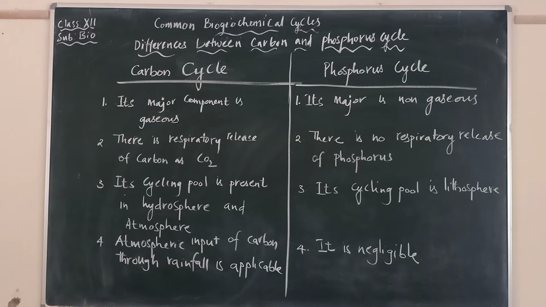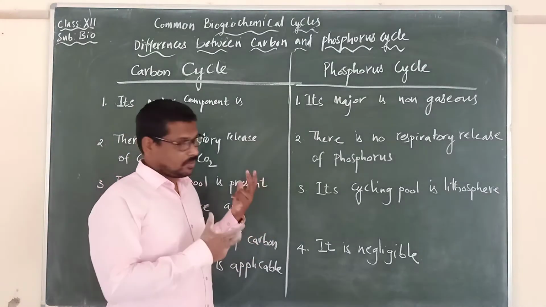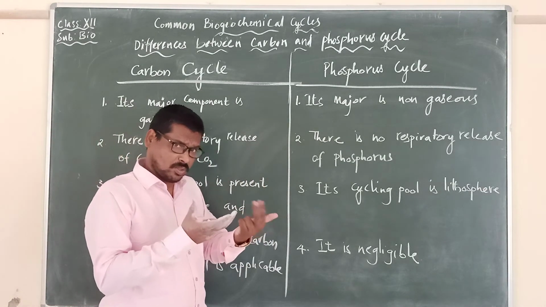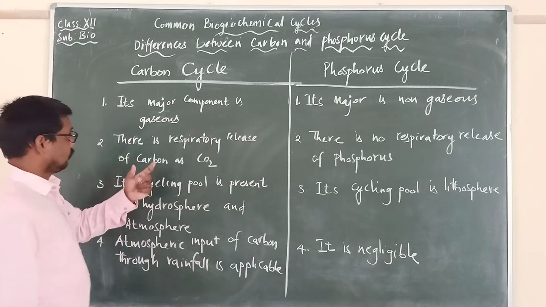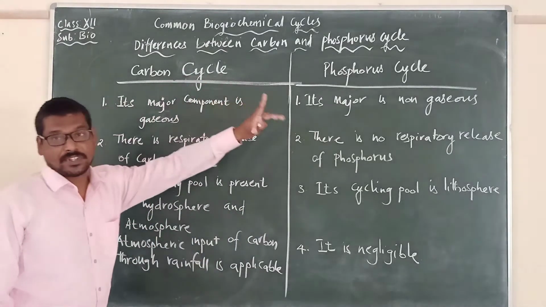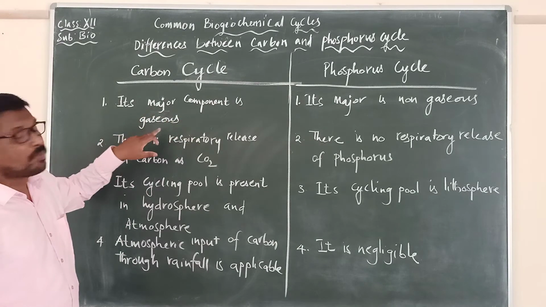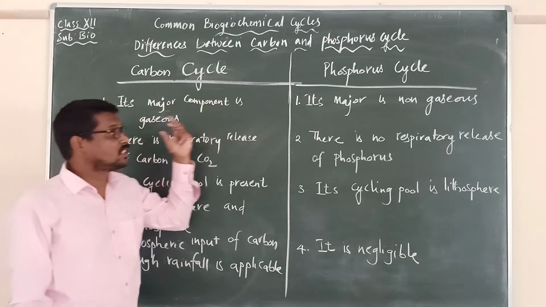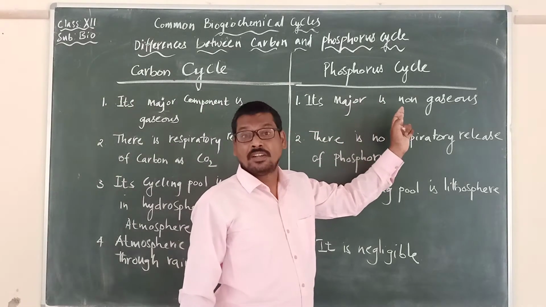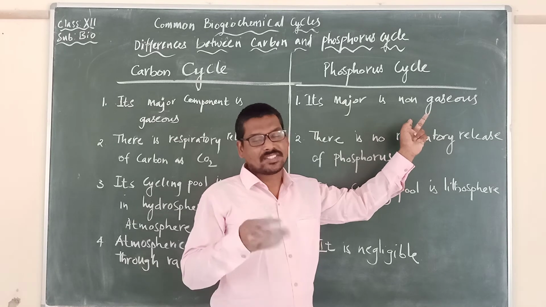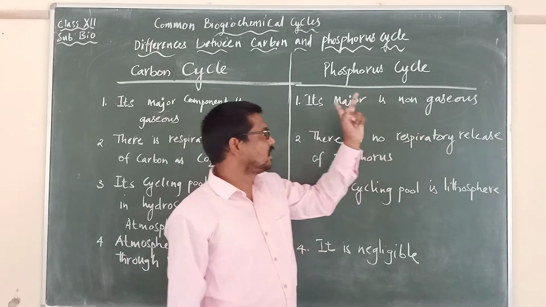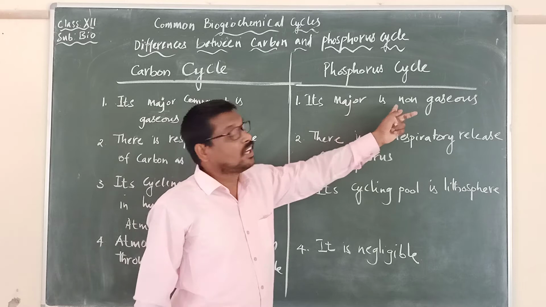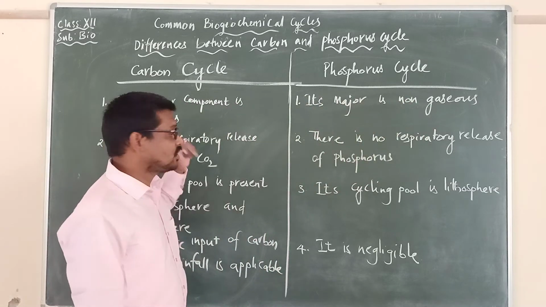Now we will see the differences between the carbon cycle and the phosphorus cycle. In order to understand this, we just have to recap what we studied. The carbon cycle is taking place in gaseous state; its major component is gaseous. The phosphorus cycle's major component is non-gaseous. It is not a gaseous cycle.